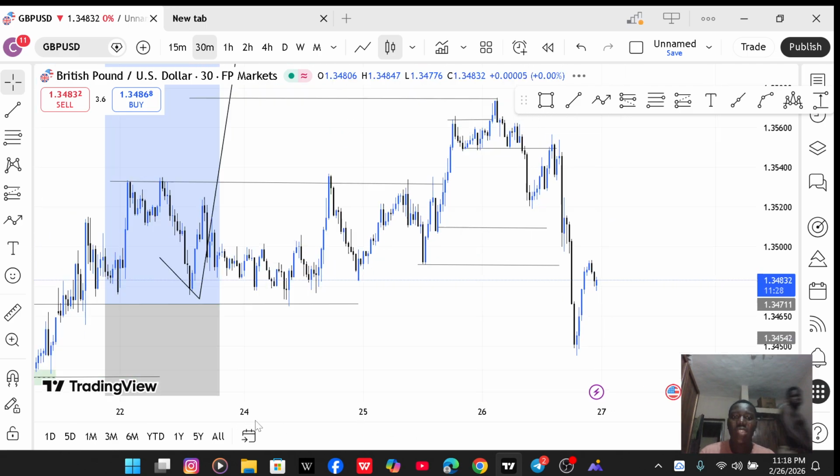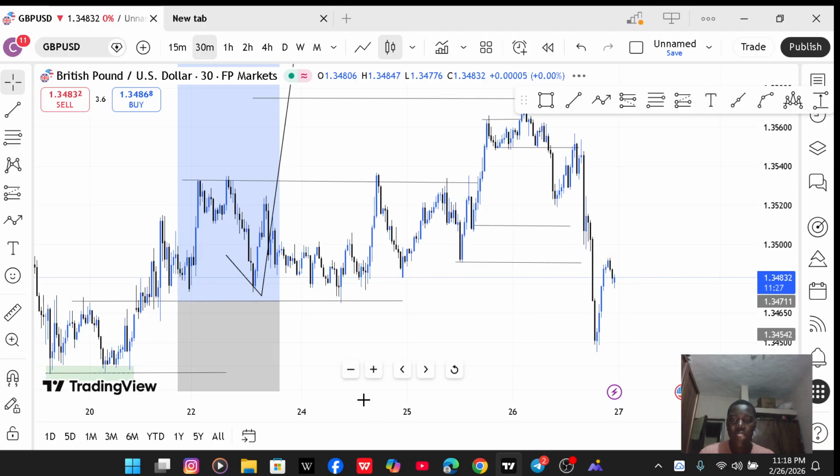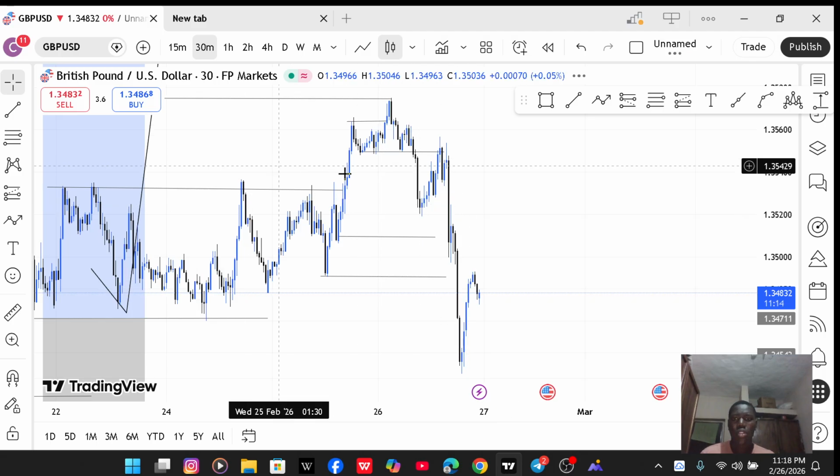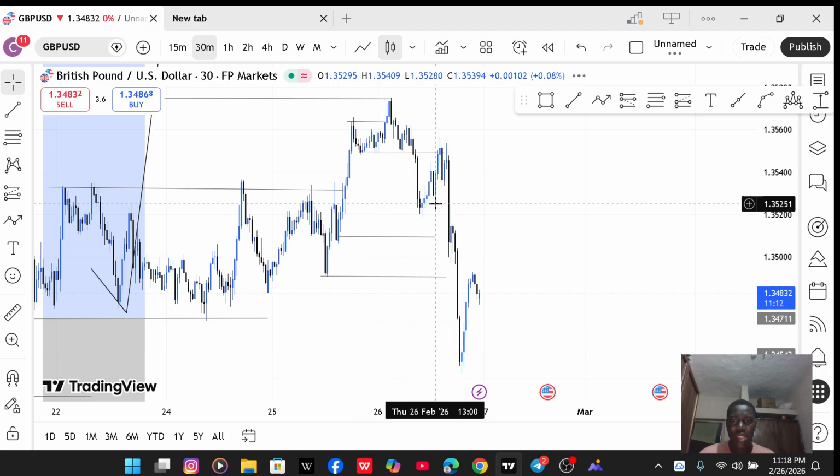Another thing is that I had this resistance zone in mind. The market will respect this zone and push up, because after a break of structure, you get a retest and push up, which I saw. The market retested here and pushed up. But I didn't know that this push up was manipulating me.